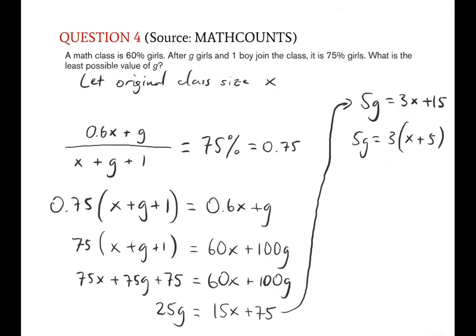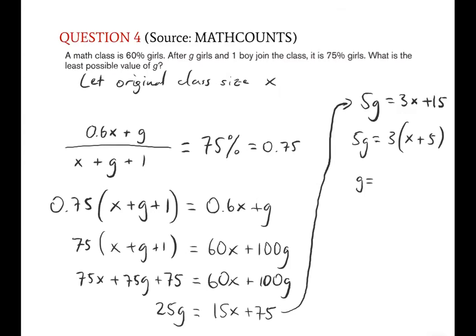So we can use some guess and check. We can first try to see what would happen if we let g be equal to 3. Then we would get 5 times 3 is equal to 3 times (x plus 5). So we can cross out the 3 here, and we're left with 5 is equal to x plus 5, and x is equal to 0. Well, that is not possible. So that means g is not 3.